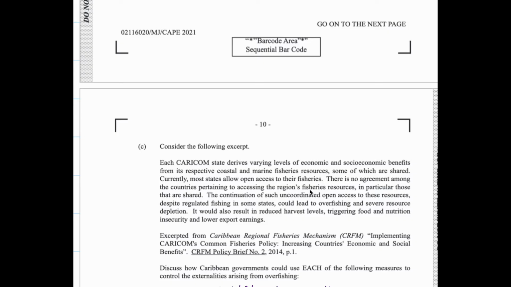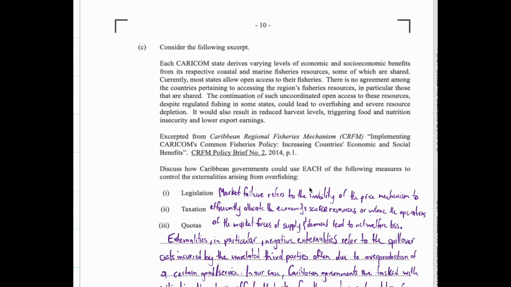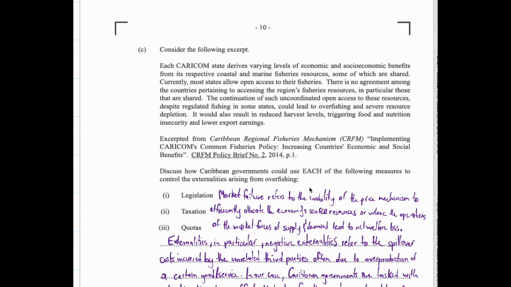The continuation of such uncoordinated open access to these resources, despite regulated fishing in some states, could lead to overfishing and severe resource depletion. It would also result in reduced harvest levels, triggering food and nutrition insecurity and lower export earnings. Okay. Discuss how Caribbean governments could use each of the following measures to control the externalities arising from fishing, overfishing.